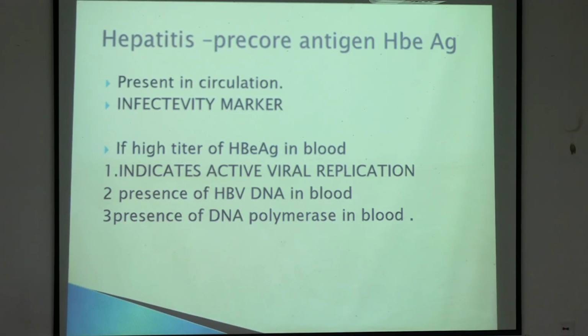So what will be the prognosis of the patient? Whether he will be okay or he will have chronic infection or not, we can tell by seeing this, if it is detected. Okay, a high titer of HBeAg in blood indicates active viral replication, this virus is replicating very fast in your body. After a few minutes, we will also see how it replicates.